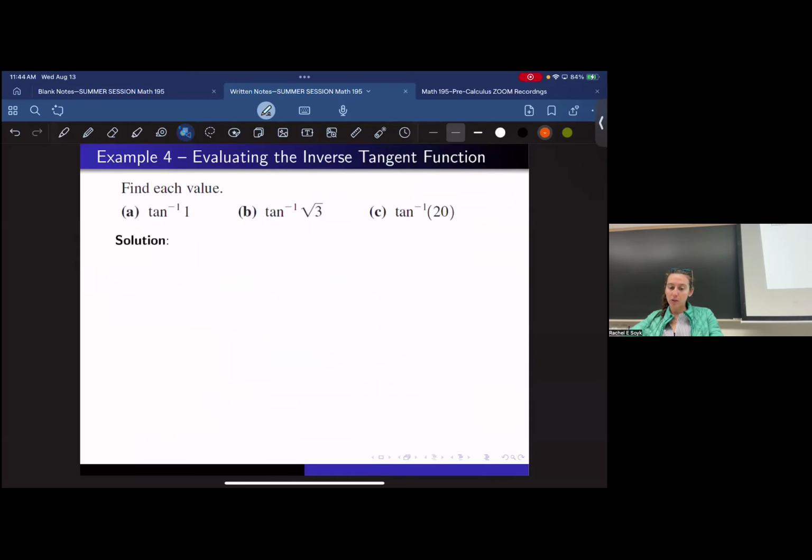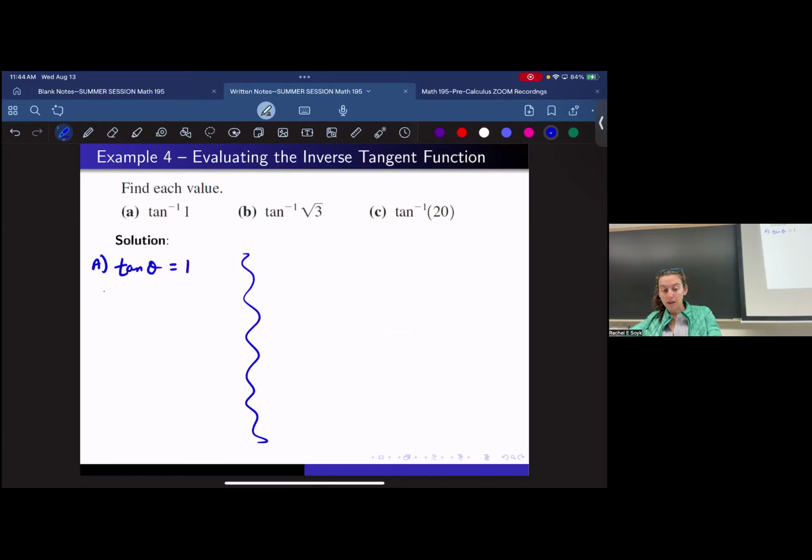Now let's evaluate some tan values. We can easily do A and B. C, we're going to have to use a calculator for that one. So our A, tan of what angle gives you 1?